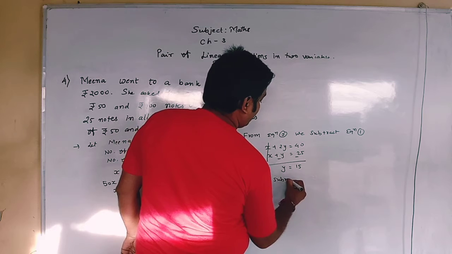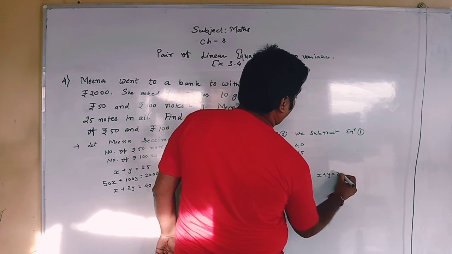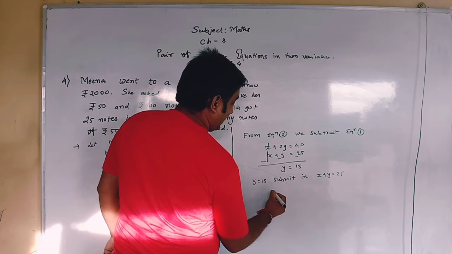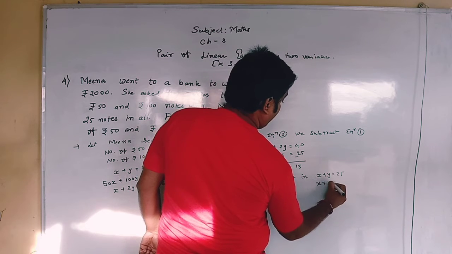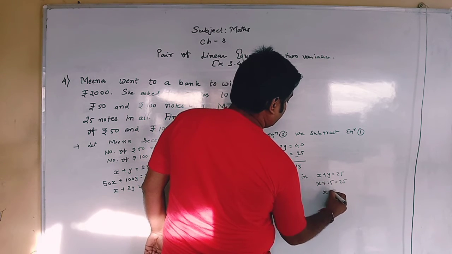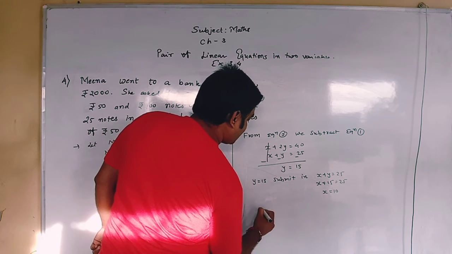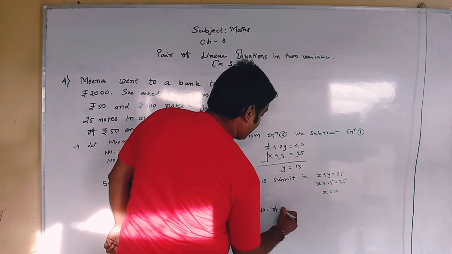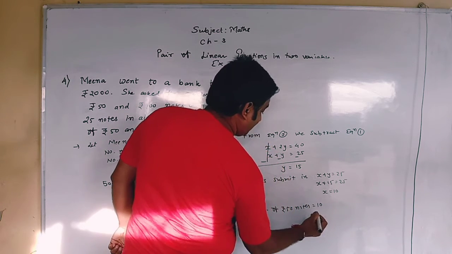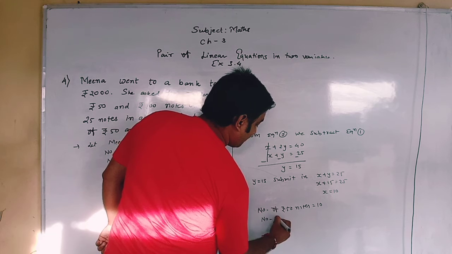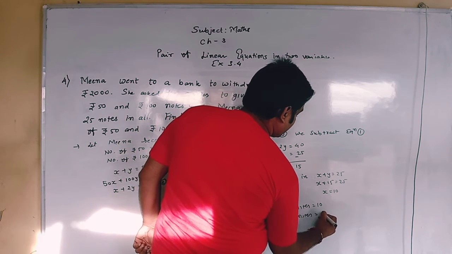Substituting in x + y = 25, then x + 15 = 25. So x equals 10, and so the number of rupees 50 notes is 10, and the number of rupees 100 notes equals 15.